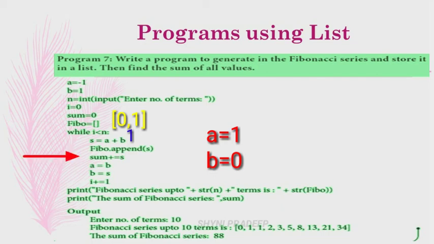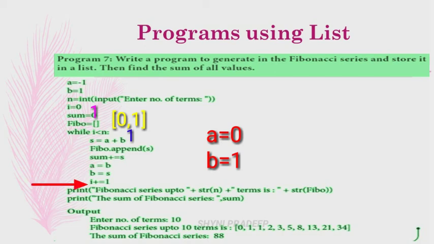Sum plus is equal to s, which means sum is equal to sum plus s. Sum value is what? 0. 0 plus s value 1. So 0 plus 1, 1. Sum value is what now? 1. Next, assign the value of b to a. What is the value of b? 0. So a is 0. And assign s value to b. S value is what? 1. So b is 1. And see the next line.